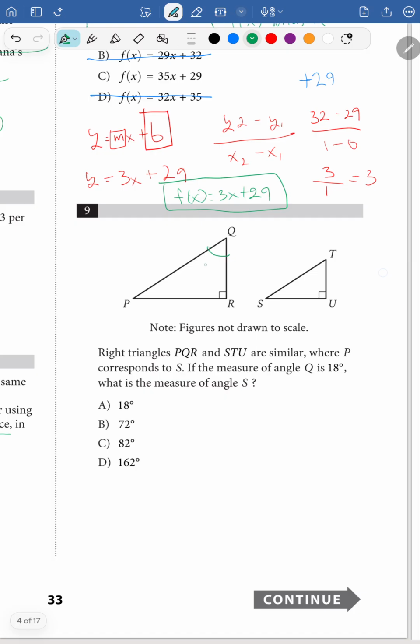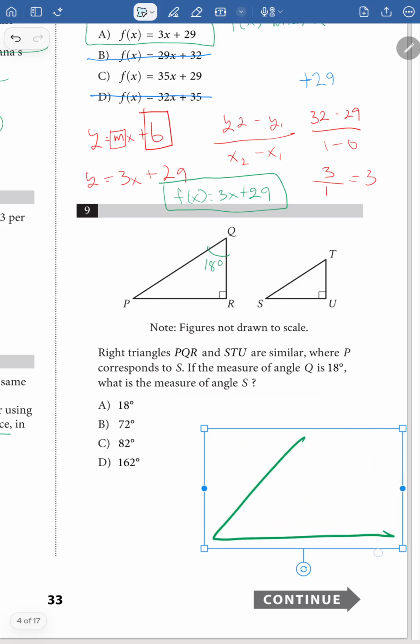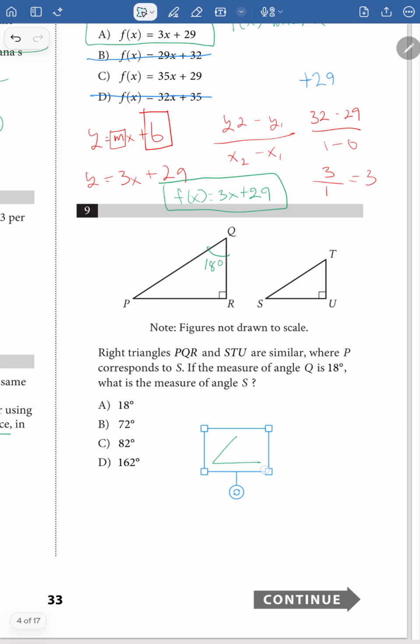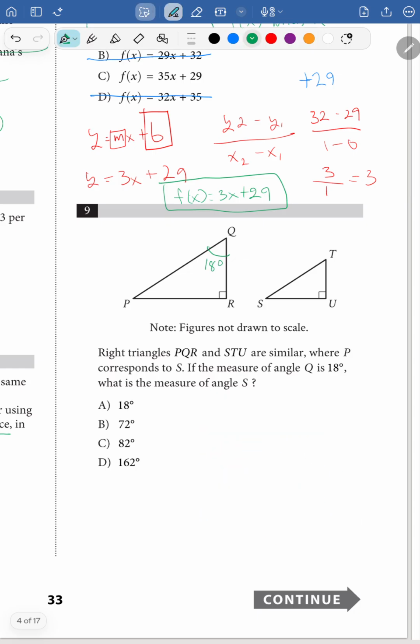Now it is important to know that angles do not change despite the size of the shape. So if I were to draw an angle like this, and then I were to circle this and then make it bigger, it does not change the value of the angle. It would still be the same. So now we can use that knowledge for this question.